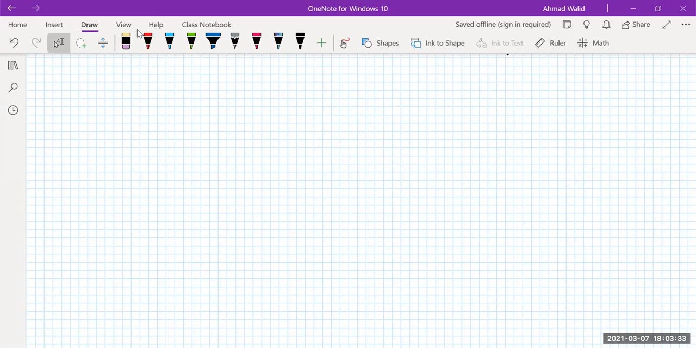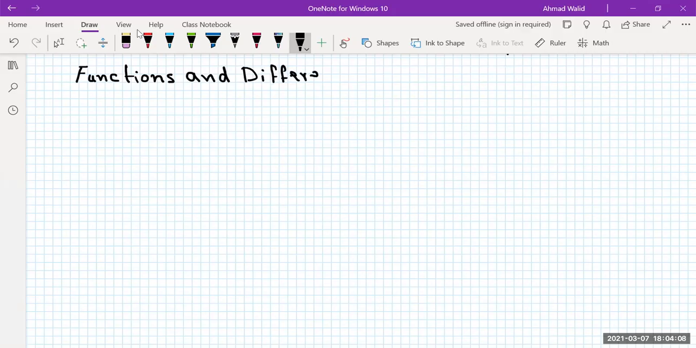The last topic that we will cover in this section, a very important topic in future, not now maybe for you, but in future you will see how important this is: functions and difference quotients. What is the difference quotient?